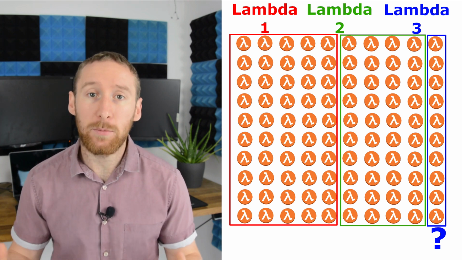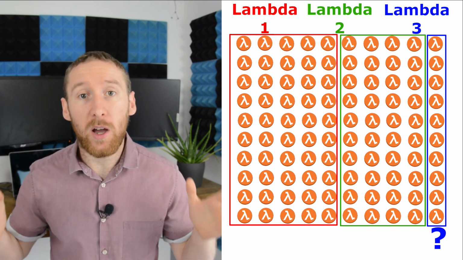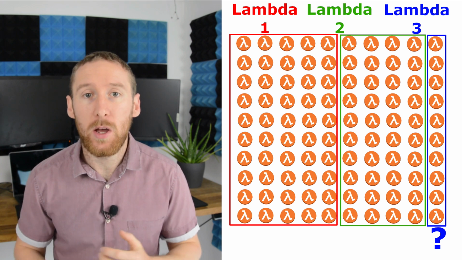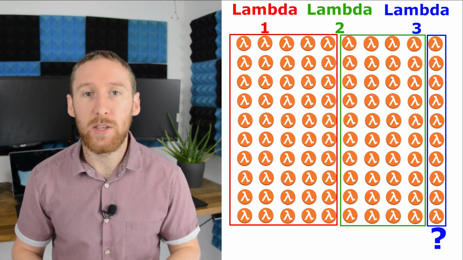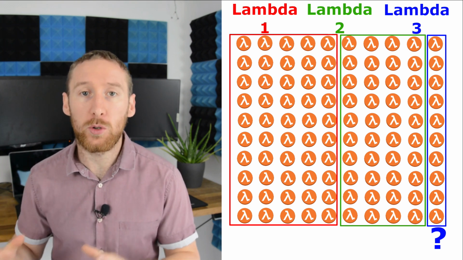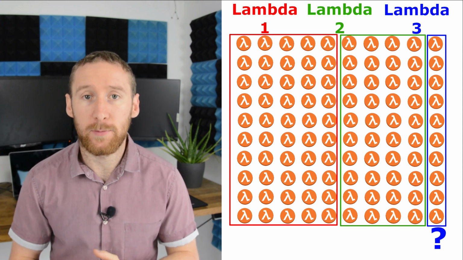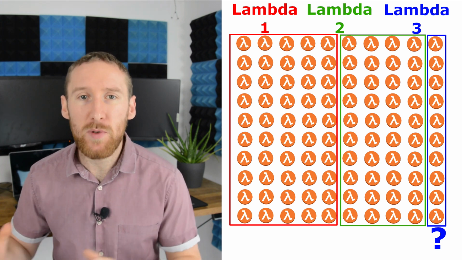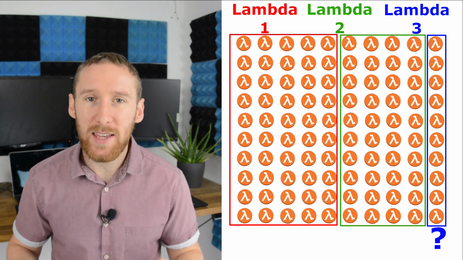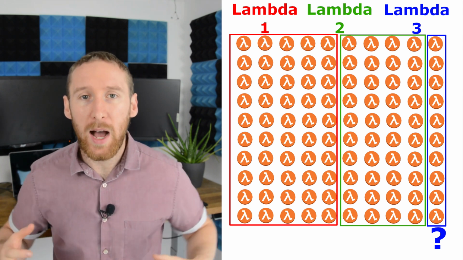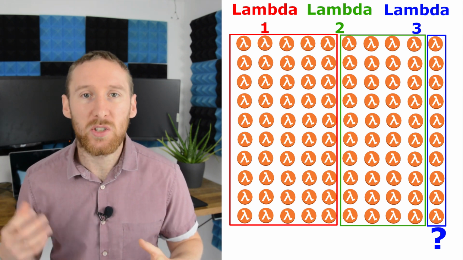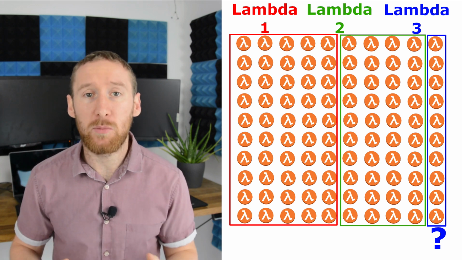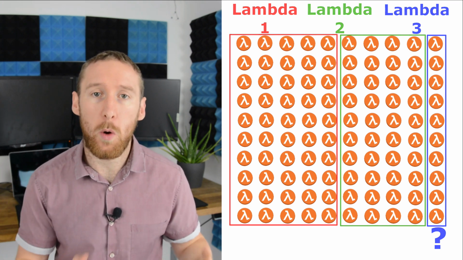Throttling is where AWS says you're using all of your concurrent Lambdas, so we're going to reject this request with a 429 response. This can be really frustrating as it's really hard to debug, and it means that certain endpoints or certain Lambdas that you want to run just won't run.